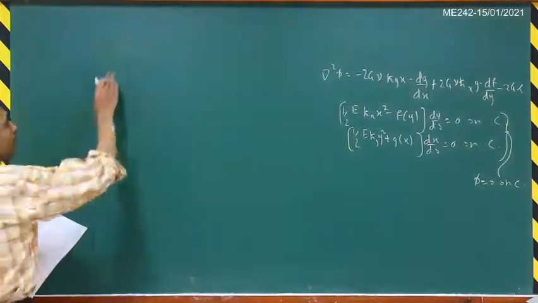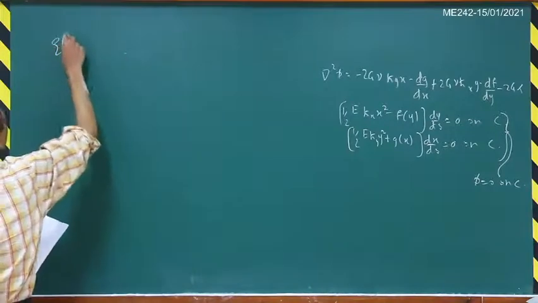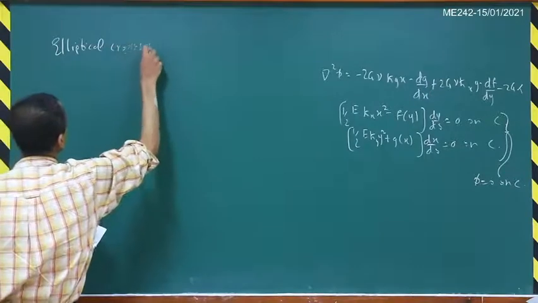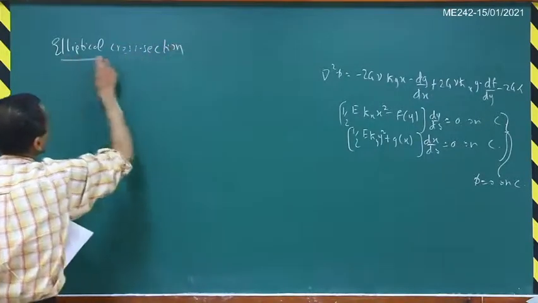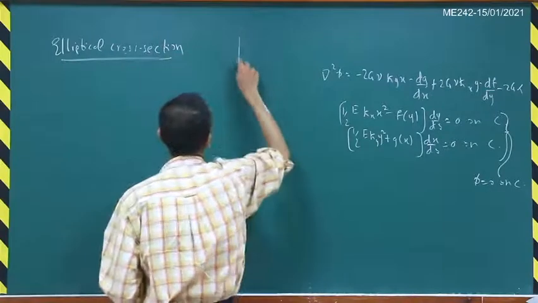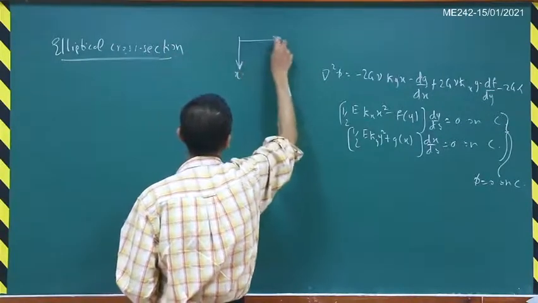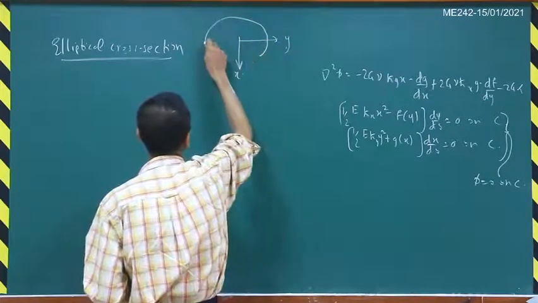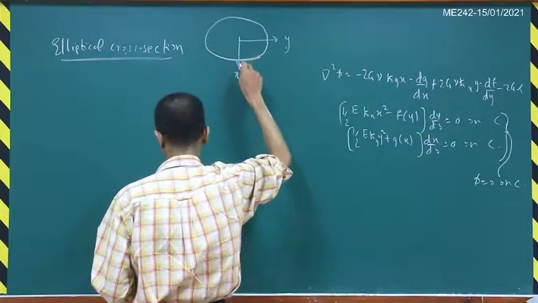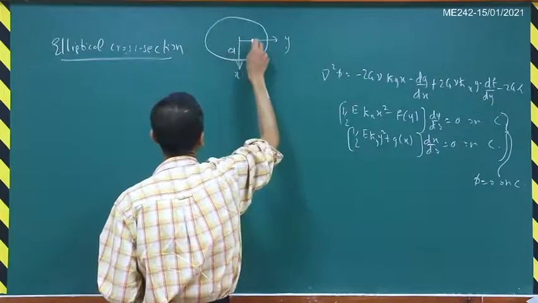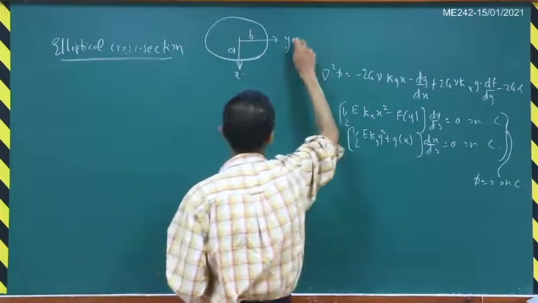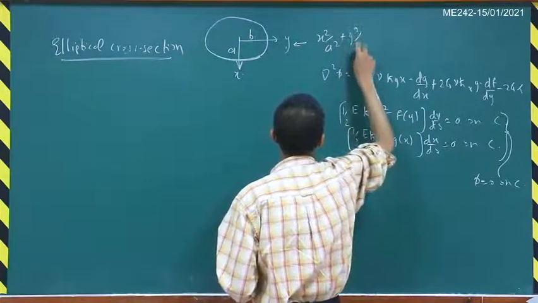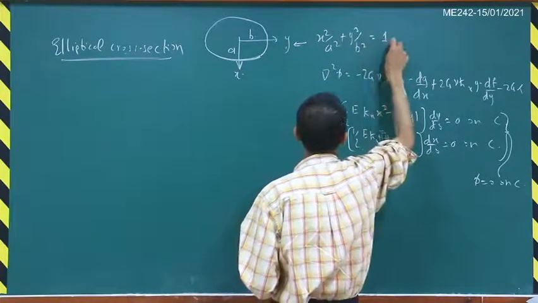So now we'll consider some examples. So first thing we'll consider is an elliptical cross section. So just draw this x, y. And this is A. Equation of this is x square by a square plus y square by b square is equal to 1.